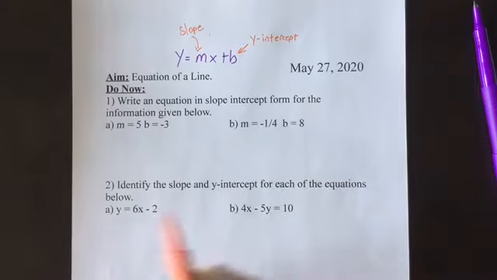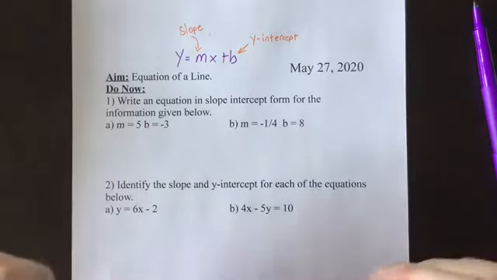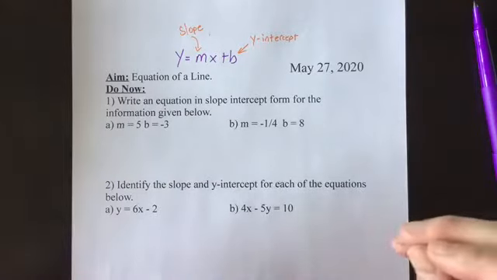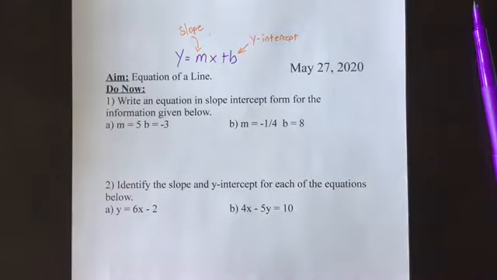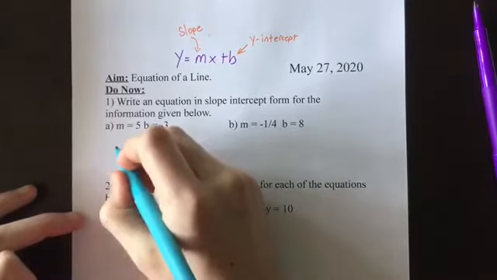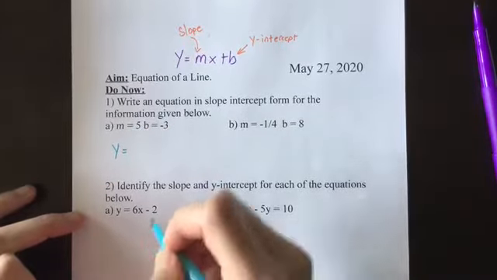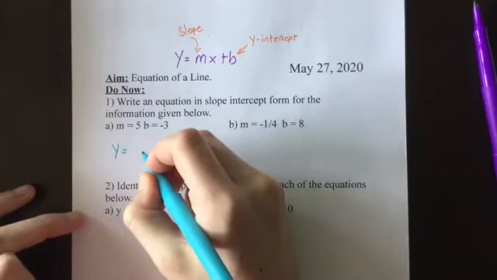In order to write an equation of a line in slope-intercept form, you must have those two key pieces of information, the slope and the y-intercept. That's what makes the line unique. All of our lines have a y and an x, but it's the slope and the y-intercept that makes them special. So when we go to write our equation, I know it's going to be y equals, because it's slope-intercept form, something times x and a constant.